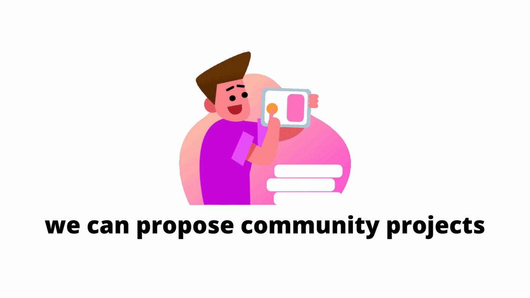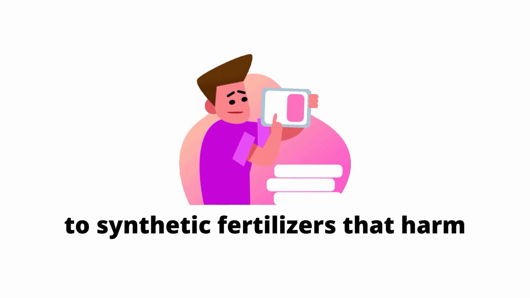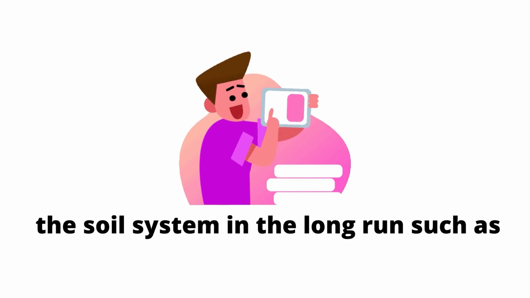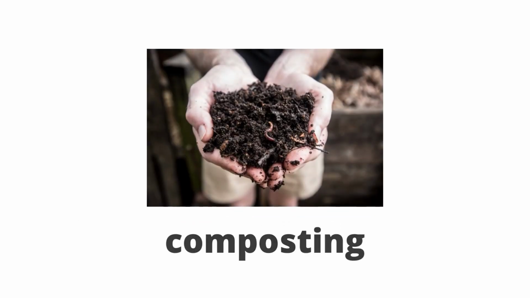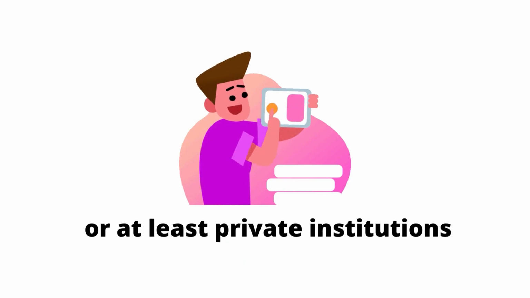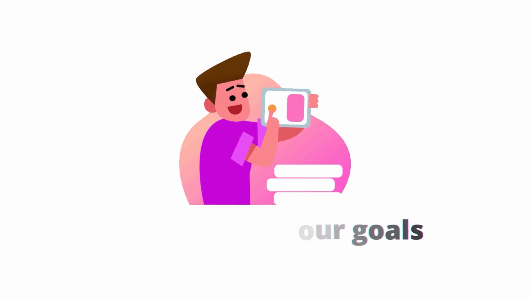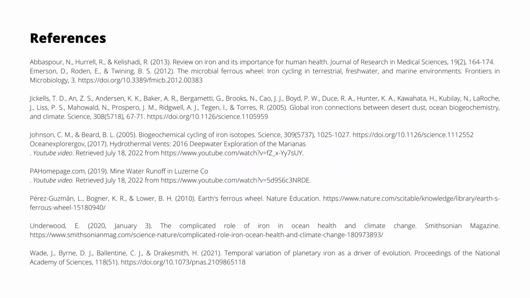For example, we can propose community projects on the use and processing of alternative and organic options to synthetic fertilizers that harm the soil system in the long run, such as humates, composting, or the use of coffee grounds. Echoing such projects until the government, or at least private institutions, start following through is a practical way of actualizing our goals as advocates of the living system.